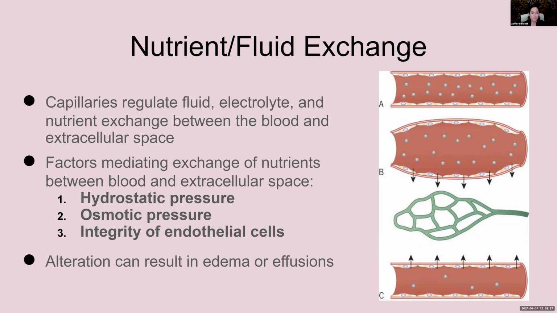And so the factors that mediate exchange of nutrients between blood and extracellular space: hydrostatic pressure, which is your blood pressure; osmotic pressure, which is basically albumin or the proteins in the blood; and then the integrity of endothelial cells. And that just means that the structure is intact. And if it's not, then of course you have a net outflow of fluid. So let's do a couple of examples.